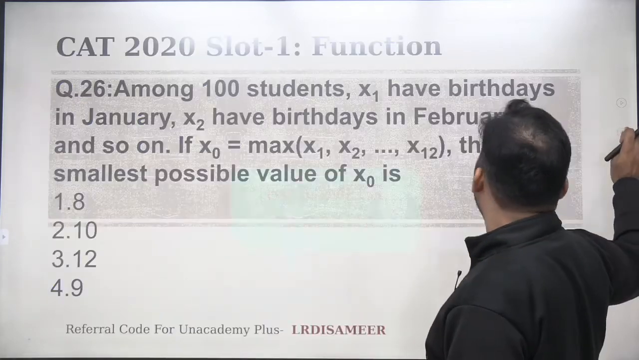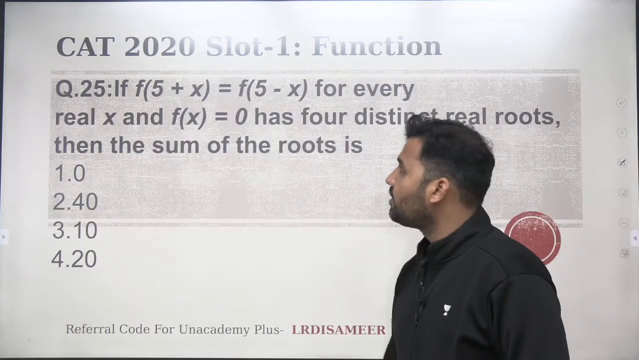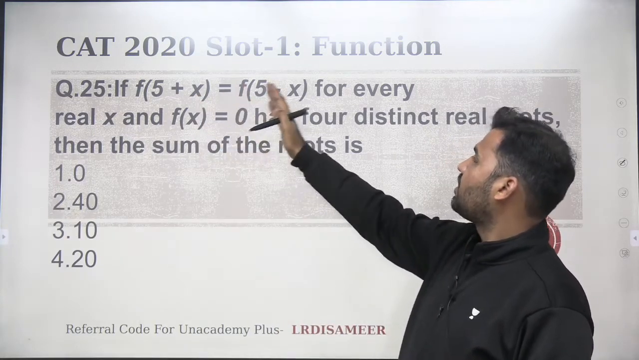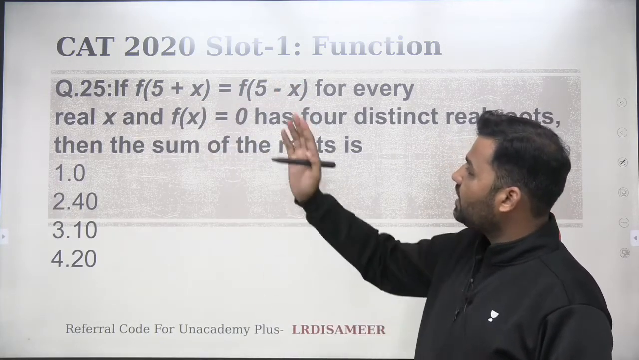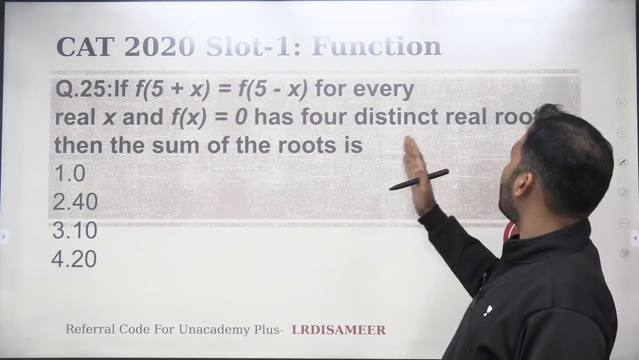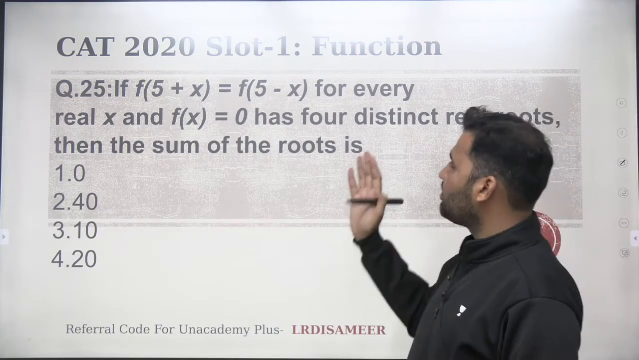Now, let's have a look at these 2 questions. Question number 25, from the topic of function, says f of 5 plus x is equal to f of 5 minus x for every real x, and f of x is equal to 0 has 4 distinct real roots, then the sum of the roots is.